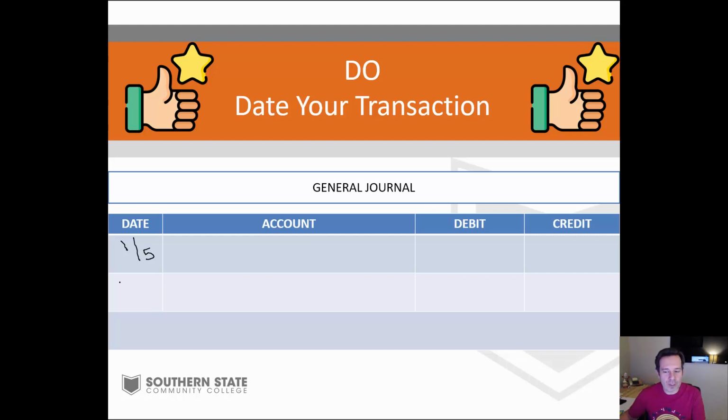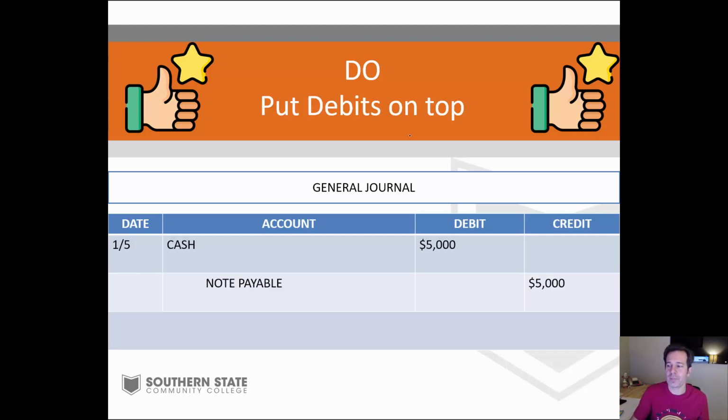Now, sometimes you'll see people want to put dates in every line. You don't need to do that. You don't need to put dates in every line. You just need to put it on the line where the transaction begins. So you always want to make sure that you date your transaction. And you also want to make sure that you put your debits on top. Debits go on top, credits go on the bottom.